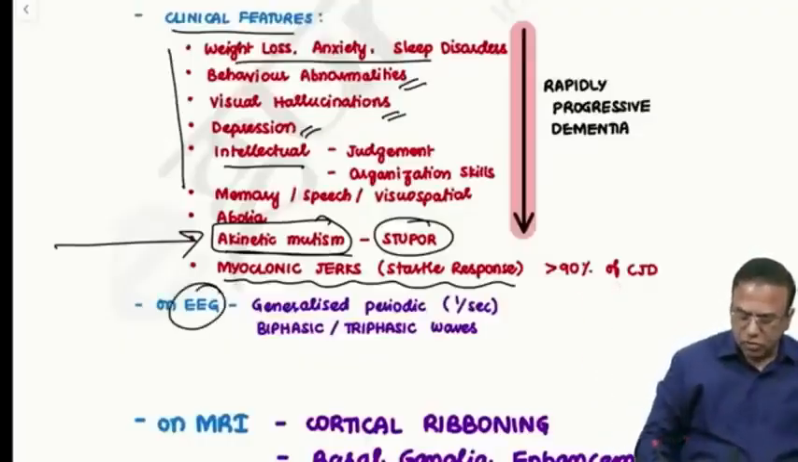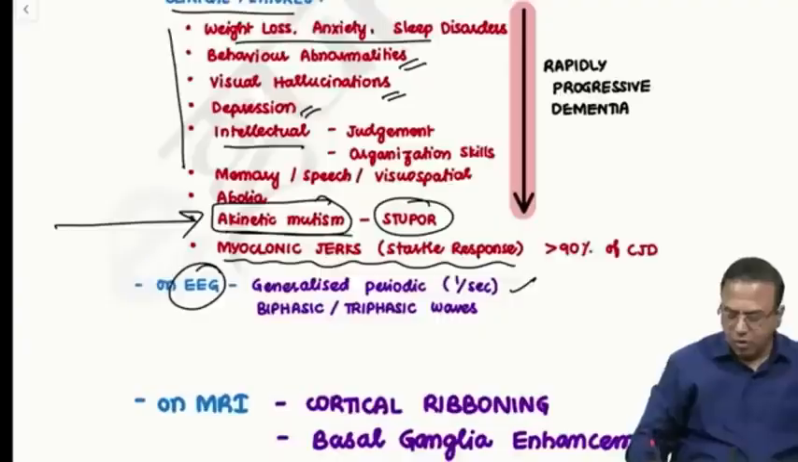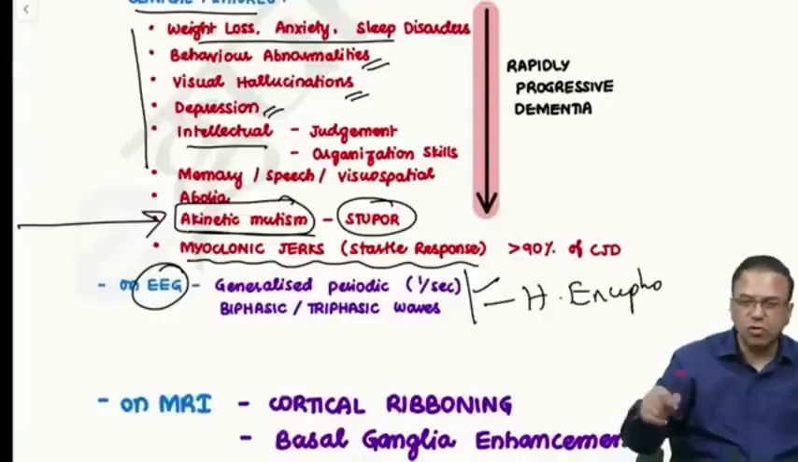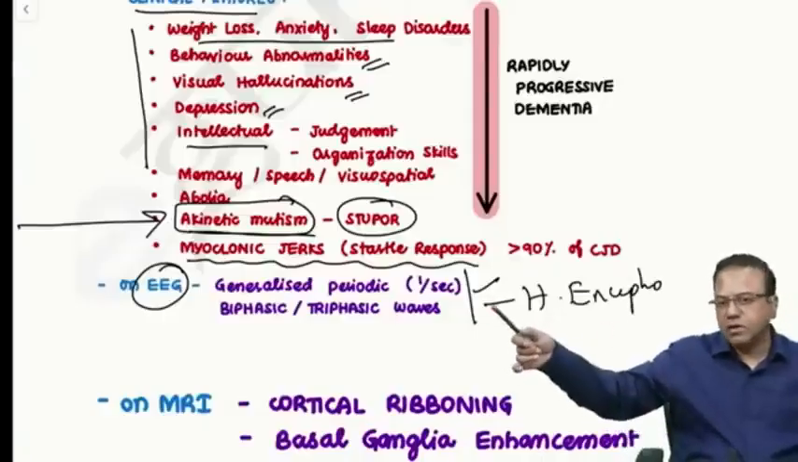The EEG will show generalized triphasic waves. The problem with this is these are not unique to CJD. They can happen in encephalopathy like hepatic encephalopathy, or in patients with uremic encephalopathy. So you have to rule out all those. But EEG is not so important for us.